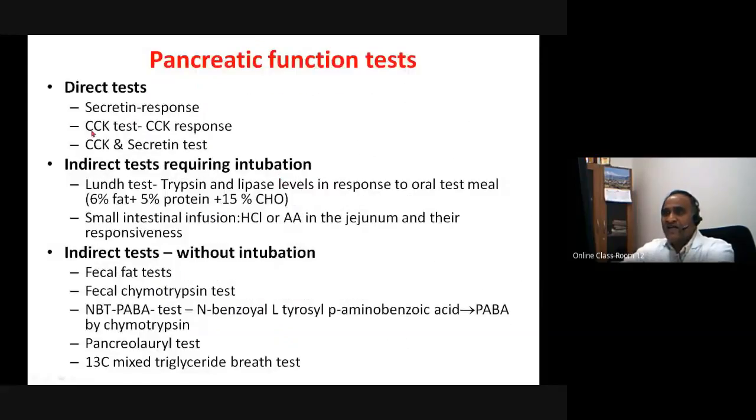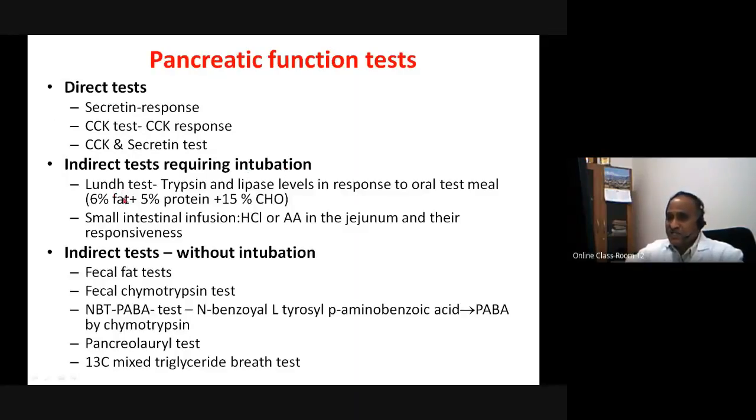Like that, there is the CCK test. In that, the CCK response is the enzyme. So you start measuring the enzymes present in the duodenal contents. That means you have to intubate. This is a direct test. And sometimes both CCK and secretin are given simultaneously, to see whether the glandular as well as the ductal system are operating synchronously. So that is a direct test. Indirect tests that require intubation.